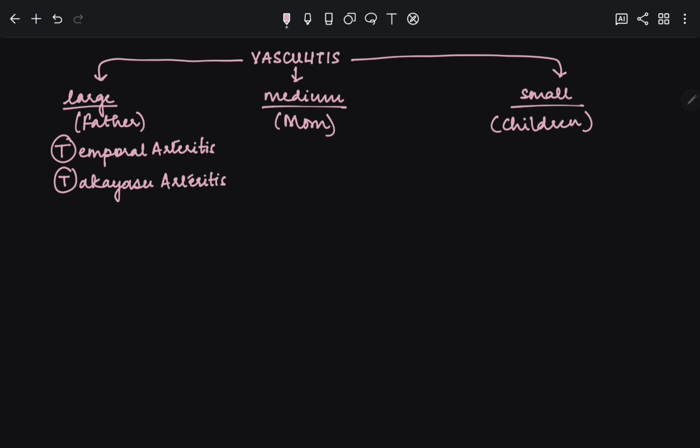Now, for a father, his favorite members of the family are his two girls, his wife and his daughter. Hence, temporal arteritis is common in wives. Now, by the sentence that it's common in wives, it does not mean it happens more in wives. Wives is just meaning that it commonly happens in females who are adults. Whereas Takayasu is common in daughters, which means it's common in teenage and young girls.